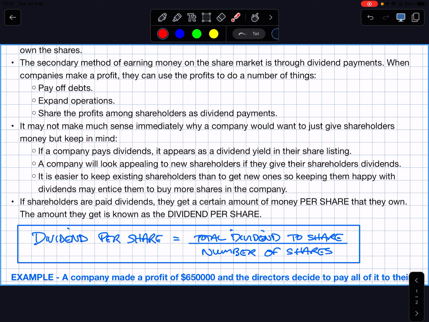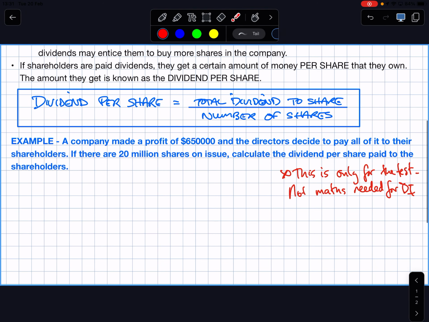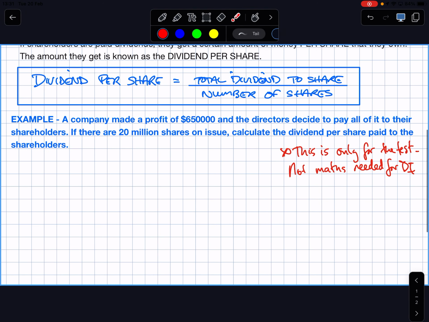Okay? If shareholders are paid dividends, they get a certain amount of money per share that they own. The amount they get is known as the dividend per share. So I'll give you some writing time to get this formula. It's a division. And get the example down, please.